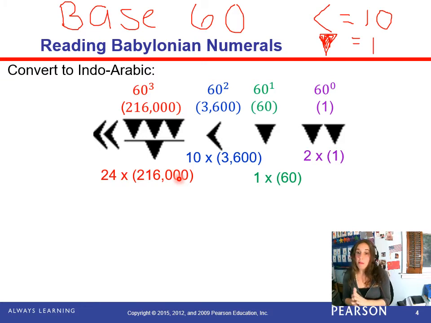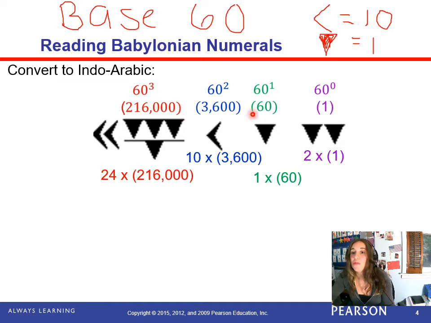So it's the same idea, only now instead of multiplying by powers of 10, I'm multiplying by powers of 60 and their associated values. If I were in our base 10 system, this would be 10 cubed, which would be 1,000, and this would be the thousands place value. And this would be 10 squared, which would be 100, and this would be the hundreds place value.